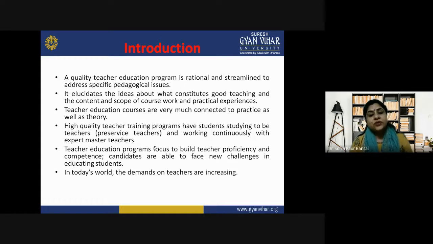High quality teacher training programs have students studying to be teachers, pre-service teachers, working continuously with expert master teachers. So they are getting training for that. Teacher education programs focus on building teacher proficiency and competence, because they give you training for a particular duration. Maybe it was 1 year, but nowadays it is 2 years. So candidates are able to face new challenges in educating students. This challenge is very demanding, and you are all aware that nowadays the teaching profession is very demanding, and teachers have to put extra effort into their day-to-day teaching tasks.